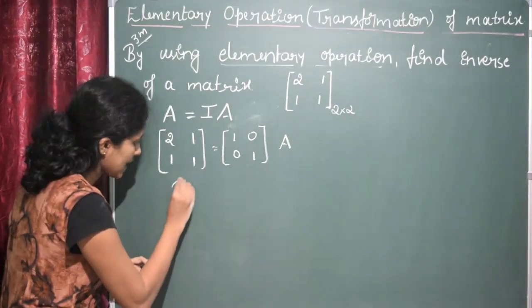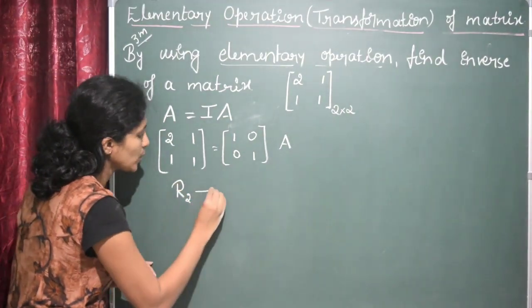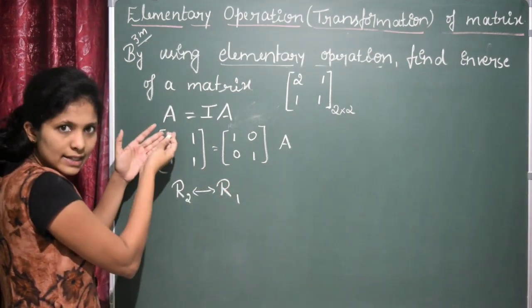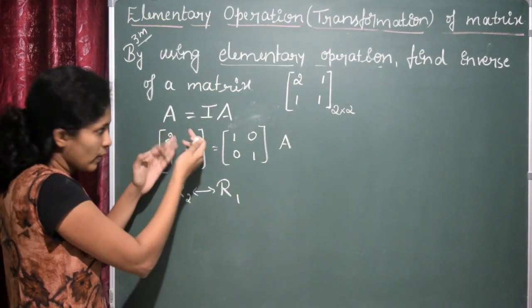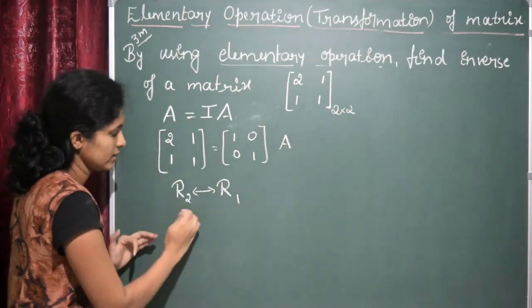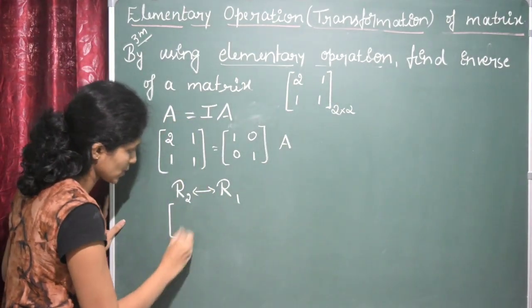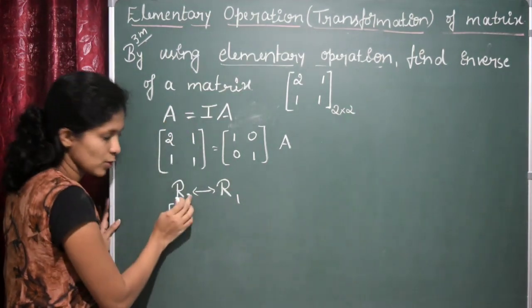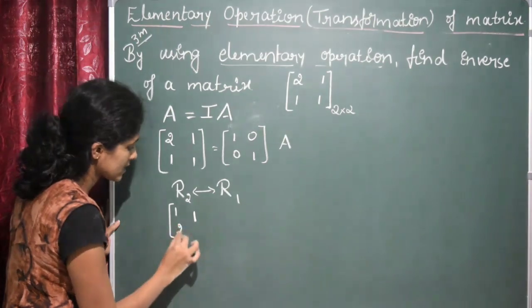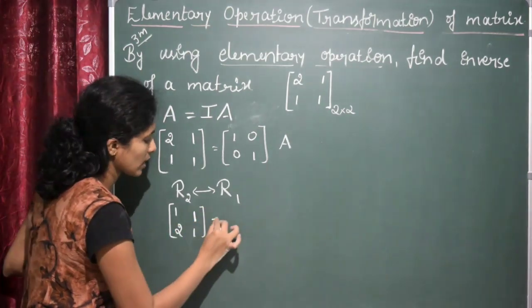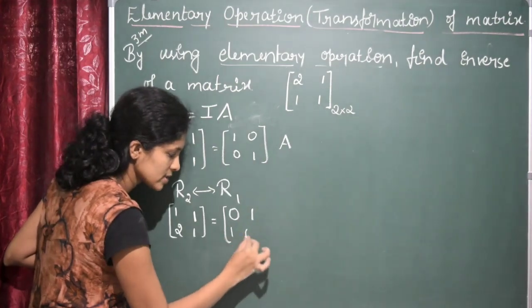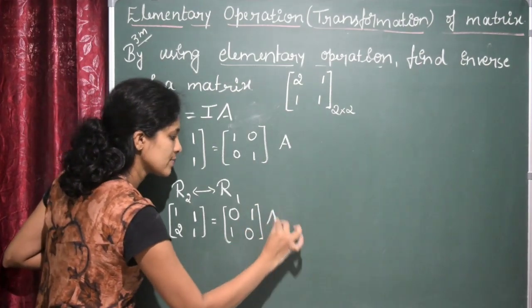What I do is, I'll change the row R2 into R1. Is it clear? If I interchange this one, obviously I'll get 1 here, right? And this will be 1. Here also I'll get 1. So that's the reason I'll change R2 into R1. So if I change this one, both are interchanged. So first operation this is. So this will be now 1, 1 and this is 2, 1. Same thing you have to apply here also. So this will be 0, 1 and 1, 0. So this will be the matrix A.